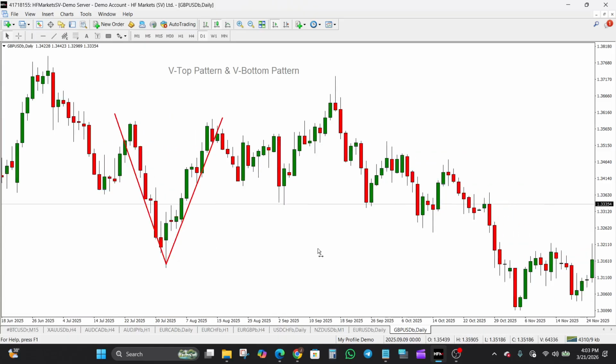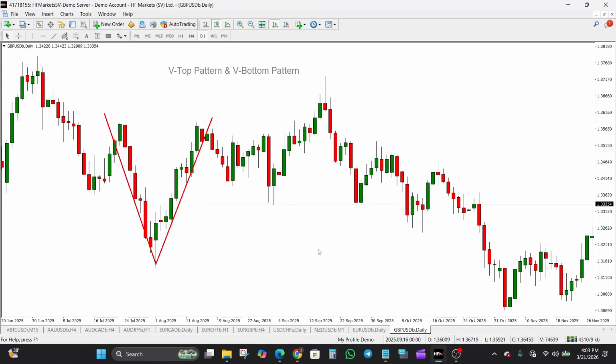So these patterns are important because they highlight extreme market behavior, either fear or greed, and the rapid shift between the two.